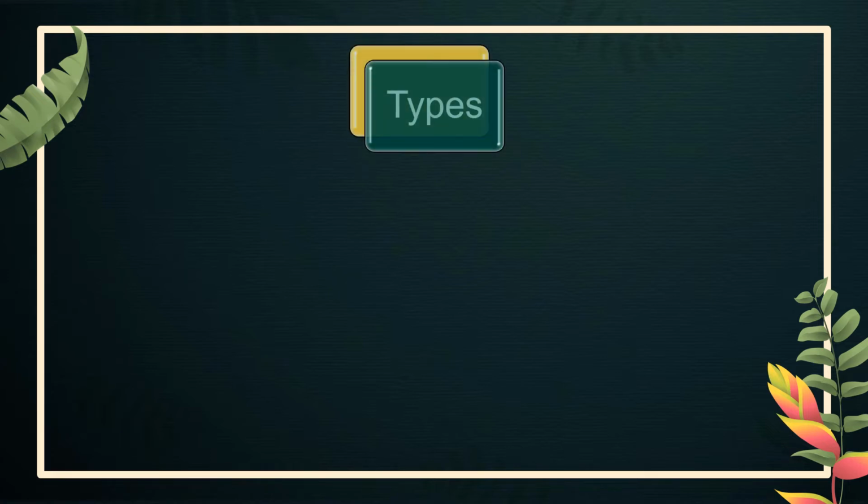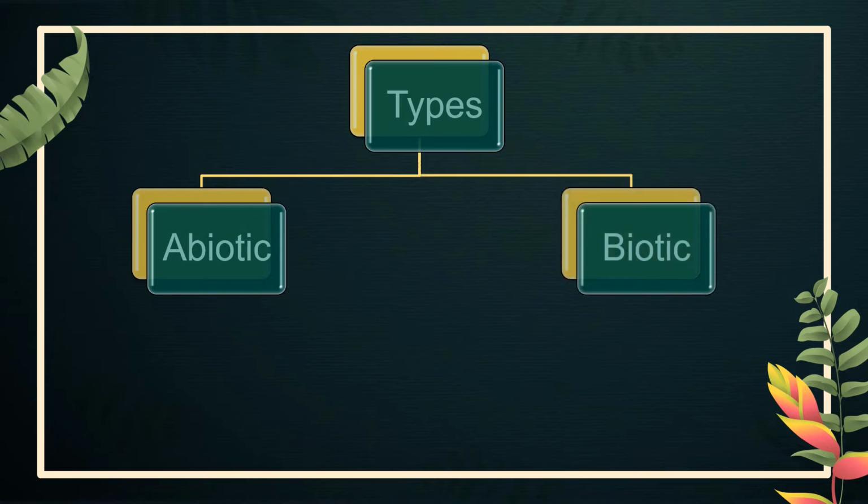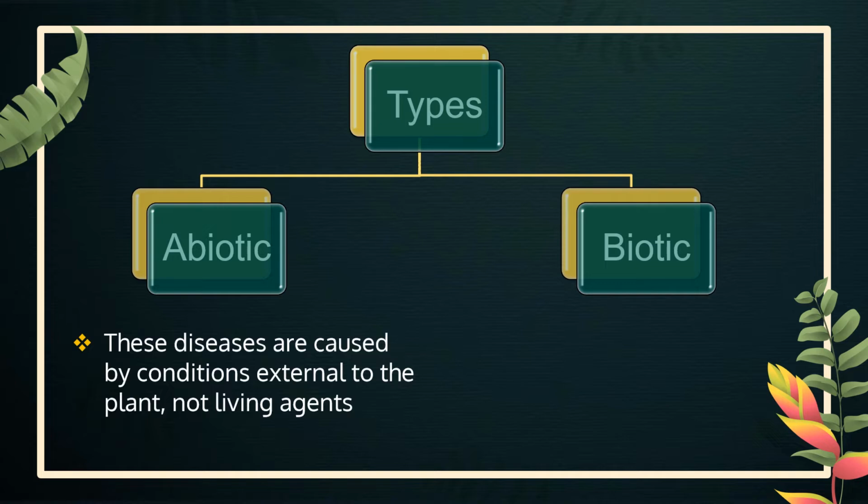Plant diseases are classified into two types. One is referred to as abiotic or non-infectious diseases. Another one is biotic or infectious diseases. First, we are going to see about abiotic. Abiotic is a disease that is caused by conditions external to the plant. In simple terms, the disease caused by non-living agents.